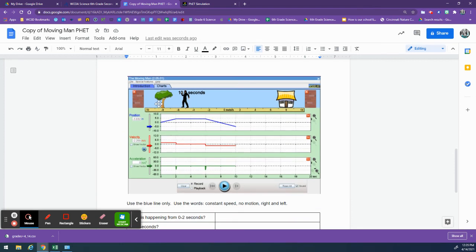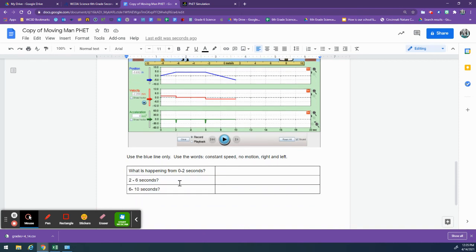So if we are looking at the charts now, this one has already been preset, and we have a given graph. We are only looking at the position time graph. We are not looking at the red graph or the green, so we are ignoring the velocity and acceleration graphs. Let's just focus on this position time graph. From 0 to 2 seconds, so from here to here, what is happening?